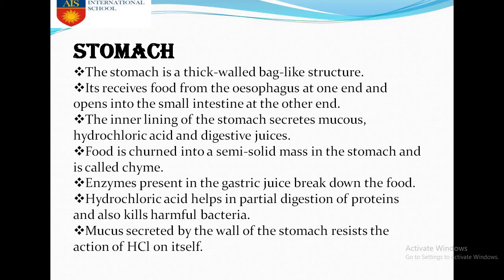Now, when food is churned into a semi-solid mass in the stomach, it is called chyme. The bolus which has come into our stomach turns into a semi-solid mass by mixing with mucus, hydrochloric acid and digestive juice. Then it forms a solid mass, which we call chyme. And enzymes are also present in the gastric juice which break down the food. This gastric juice contains HCl.